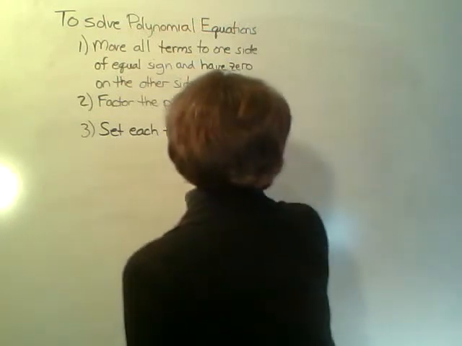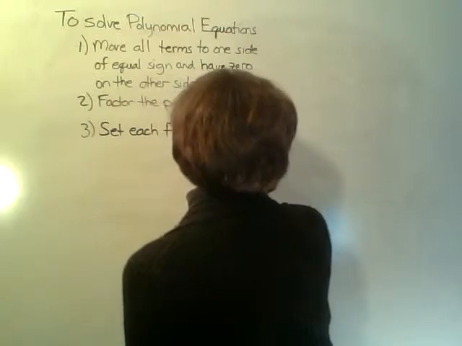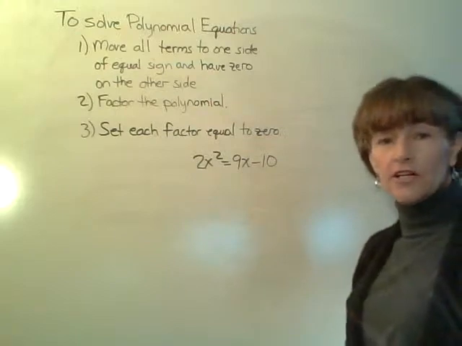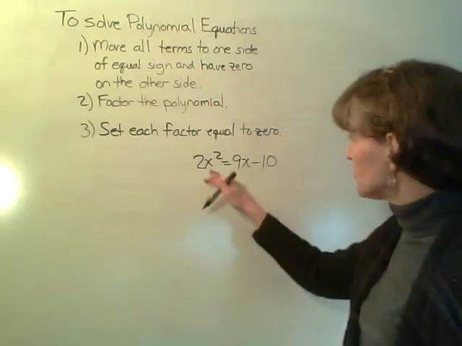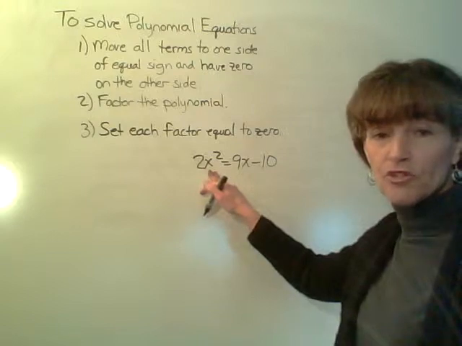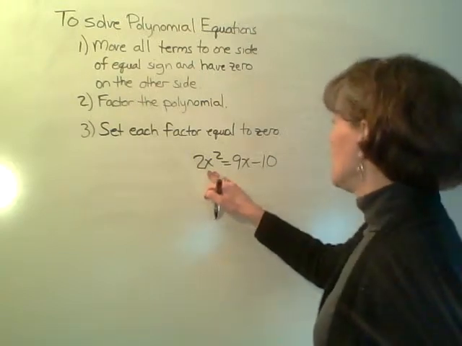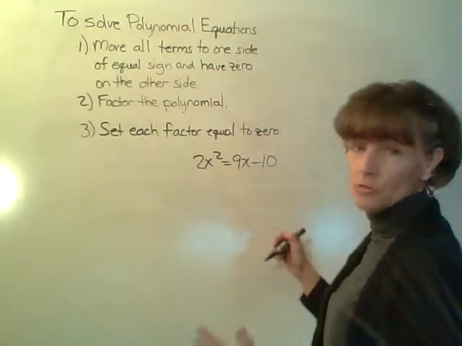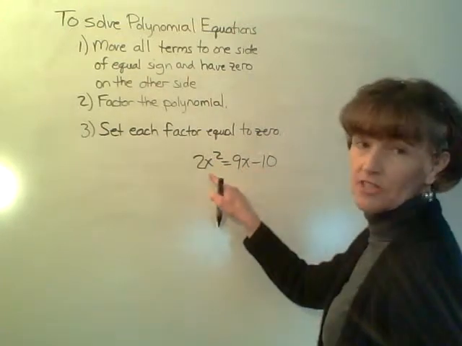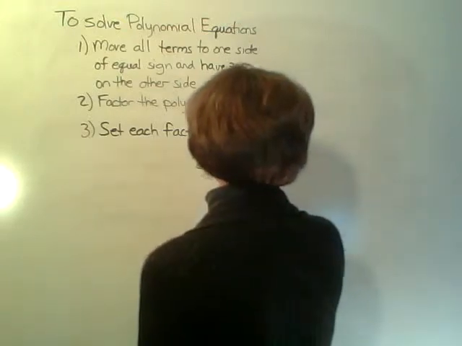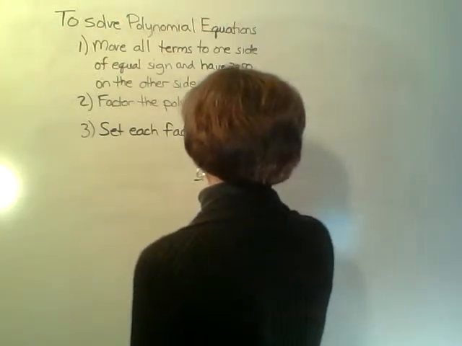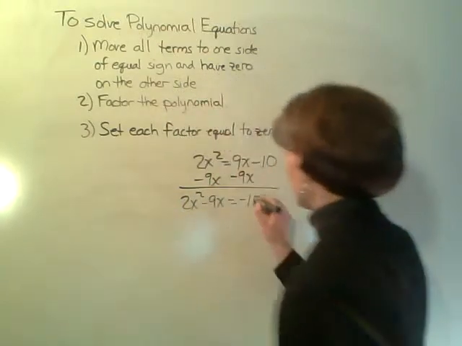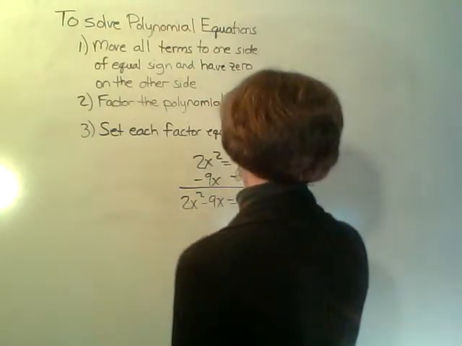All right, 2x squared equals 9x minus 10. Now, I notice that it's a quadratic, it's a polynomial to the second degree, all right? So it's a polynomial equation, I'm going to solve it, but all of the terms are not on one side of the equal sign, so I have to move them. Well, I'm going to move the 9x and the negative 10 to be over here with the 2x squared. So I'll subtract the 9x from both sides, and I get 2x squared minus 9x equals negative 10. And then I add 10 to both sides.